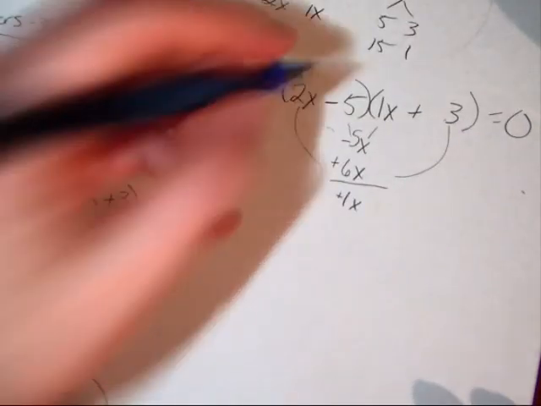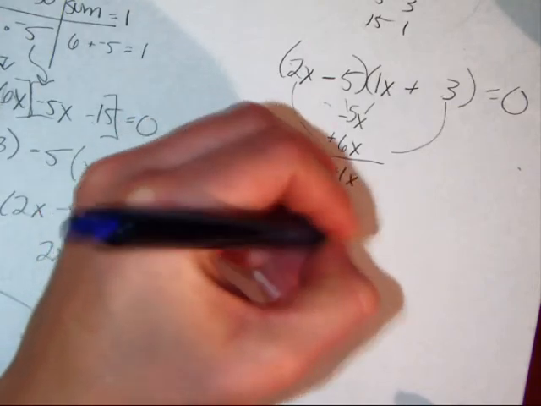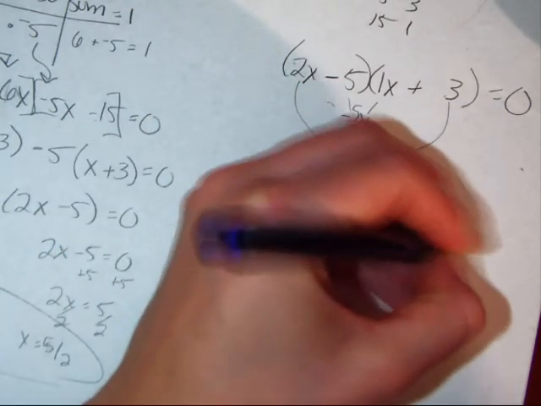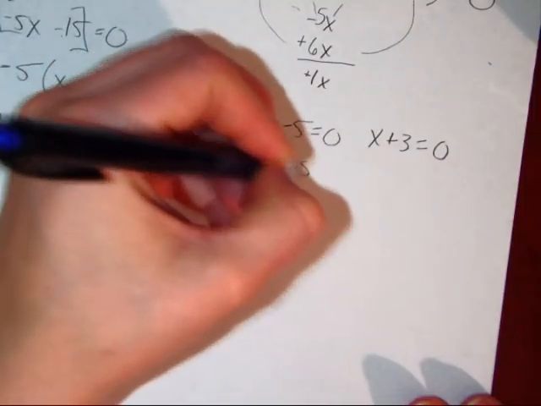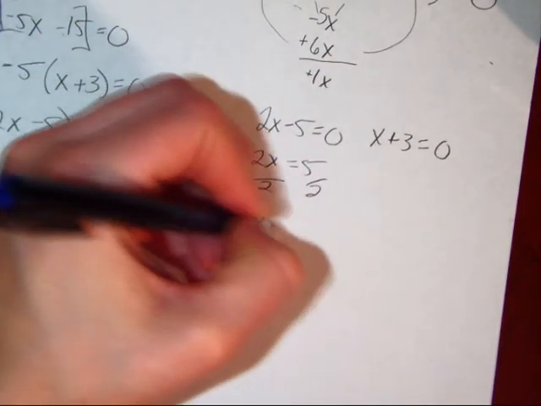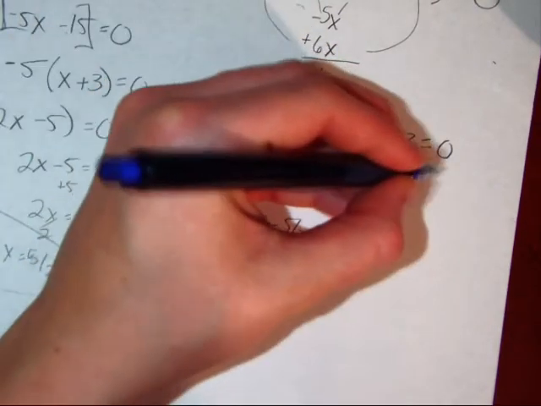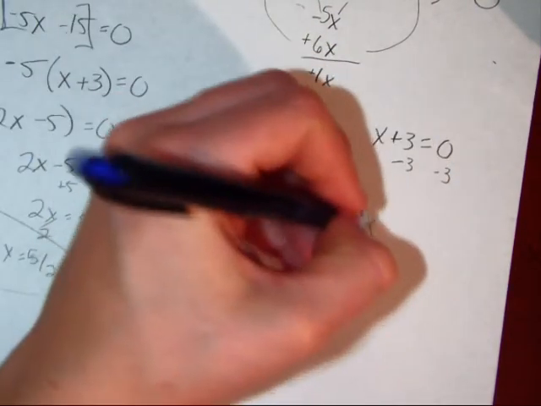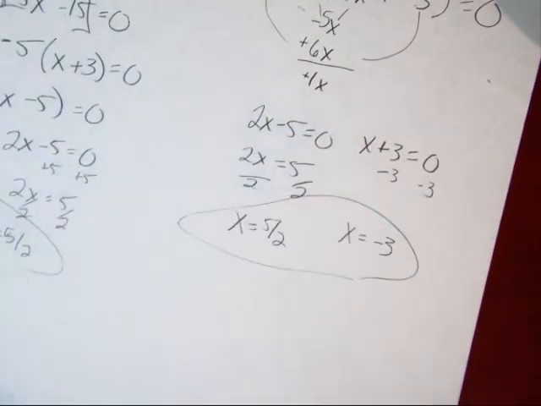And this is still set equal to 0. The next step is the same as it was in the book way. You take each parenthesis, you set each parenthesis equal to 0, and you solve like you would in a basic Algebra 1 class. Add 5, divide by 2, and in the next one subtract 3, and x is negative 3. I don't really care book way or guess and check, just get it right.